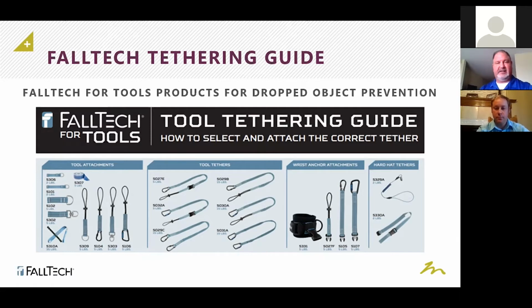It's not just as easy as finding a few online, buying them, and putting the tools together. We're going to kind of look at the charts here. We have the tool attachments. Those are what will actually go onto the tool. The tethering, the tool tether, different links and lanyards that will connect to that attachment.